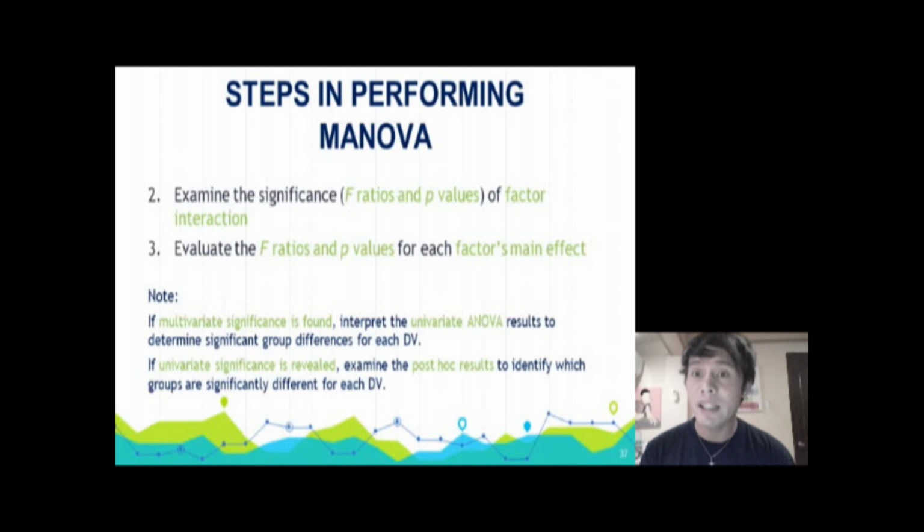Second, examine the significance, the F ratios and p-values of factor interaction. And lastly, evaluate the F ratios and p-values for each factor's main effect. Remember this: if multivariate significance is found, interpret the univariate ANOVA results to determine significant group differences for each DV. If univariate significance is revealed, examine the post hoc results to identify which groups are significantly different for each DV.